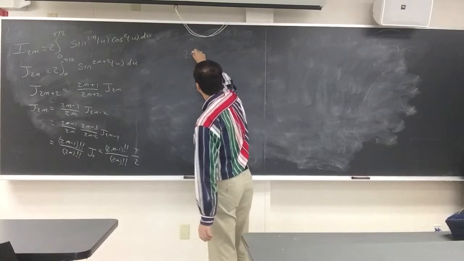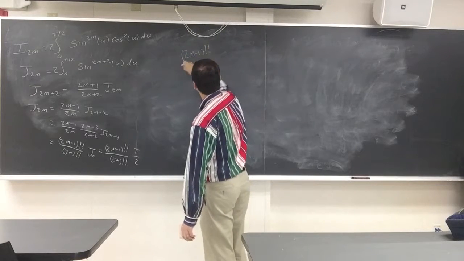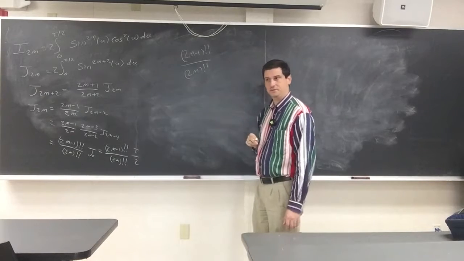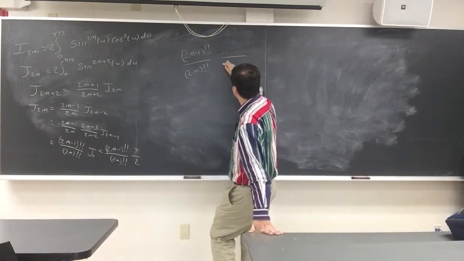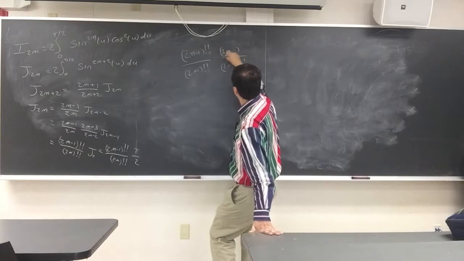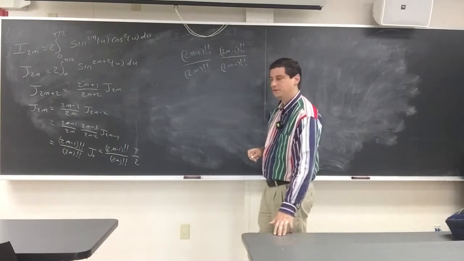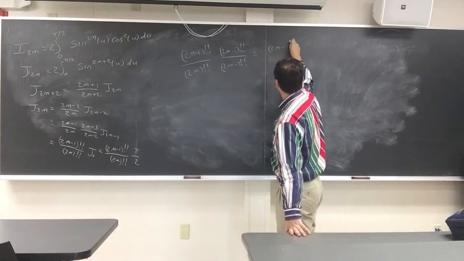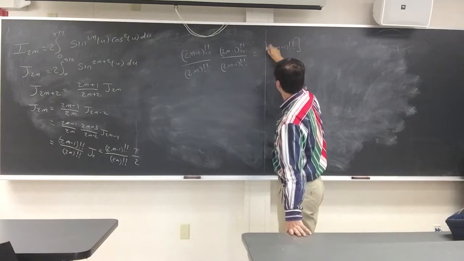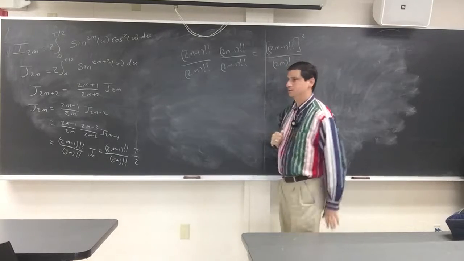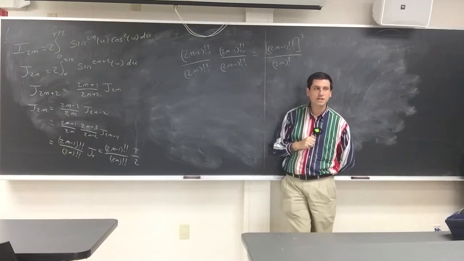So we have 2m minus 1 double factorial over 2m double factorial. This wants the odds, so let's put the odds in. 2m minus 1 double factorial, 2m minus 1 double factorial. And so now we have 2m minus 1 double factorial squared over 2m factorial. So this is beginning to look like a binomial coefficient.